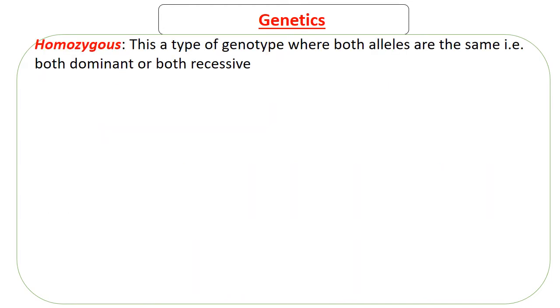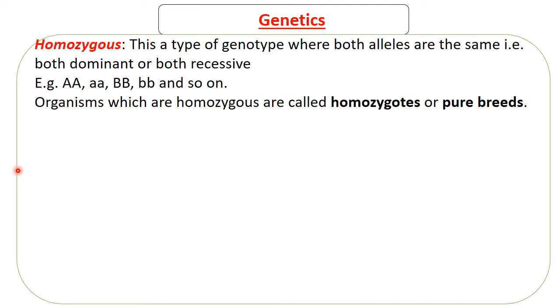The next term is homozygous. Homozygous is a type of genotype where both alleles are the same, meaning both are dominant or both recessive. So when you come across the word homozygous, it means the alleles are the same. It can be both a capital S or both a small s. By the way, organisms which are homozygous are called homozygotes or pure breeds. Like I said, if this was for tallness, then this one is purely tall. Organisms that are homozygous are always pure. It can be purely short, purely tall.